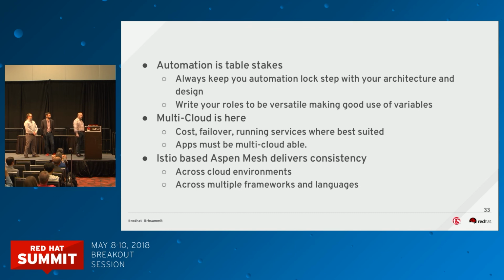And an Istio-based Aspen Mesh delivers consistency across the cloud environments and across multiple frameworks and languages. It gives us the ability to find out where those problems are happening, how we can trace them, and how we can remediate them. One thing that Dylan didn't show is the use of experiments. You can make changes within the Aspen Mesh environment, look at the portal, make some changes that are not reflected in the environment and see what might happen. It gives you the ability to fix those. It reduces the mean time to discovery for failure, and the mean time to recovery after a failure.